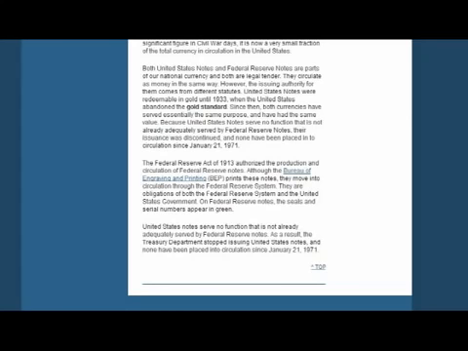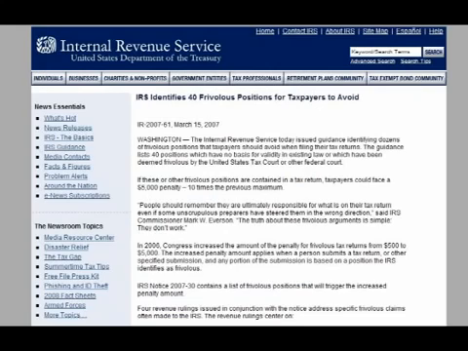Let's pretend, though, for a moment that the Treasury does have the authority. Listen to this wording carefully. United States notes serve no function that is not already adequately served by Federal Reserve notes. As a result, the Treasury Department stopped issuing United States notes, and none have been placed into circulation since January 21st, 1971. The Treasury has not removed United States notes from circulation. Rather, for all intents and purposes, Federal Reserve notes function adequately as inelastic currency, United States notes, when they're not endorsed.